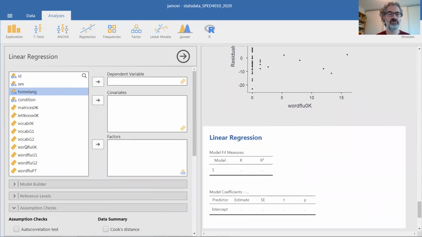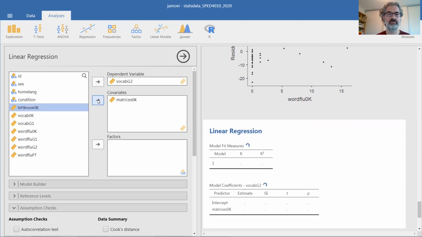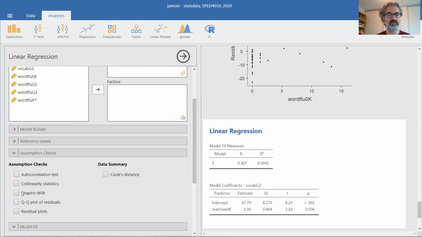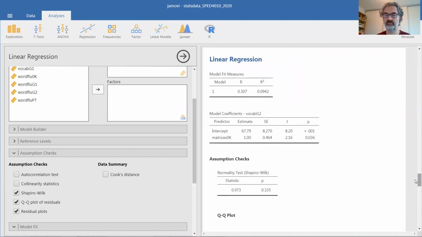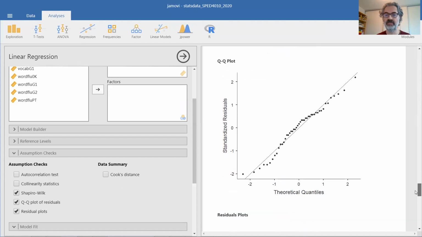And let's try first to predict vocabulary in grade 2 from matrices, so nonverbal ability in kindergarten. Can you predict a child's future vocabulary in grade 2 by knowing their performance in the matrices test in kindergarten? So briefly, it looks like this is possible. We should probably not say anything before we look at the assumption checks. The assumptions checks are okay.